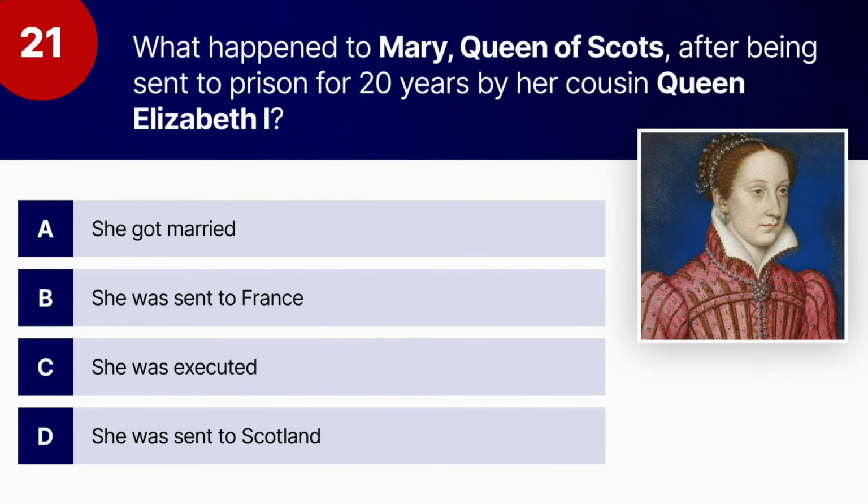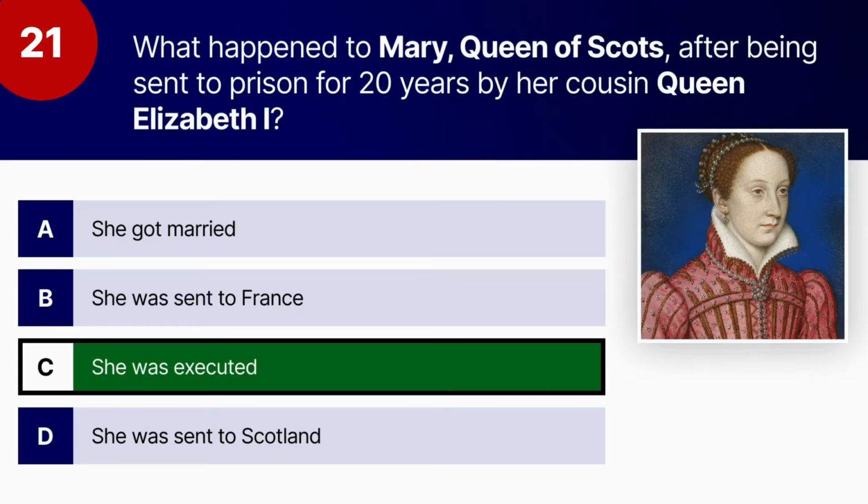What happened to Mary, Queen of Scots, after being sent to prison for 20 years by her cousin, Queen Elizabeth I? A. She got married. B. She was sent to France. C. She was executed. D. She was sent to Scotland. The answer is C. She was executed.